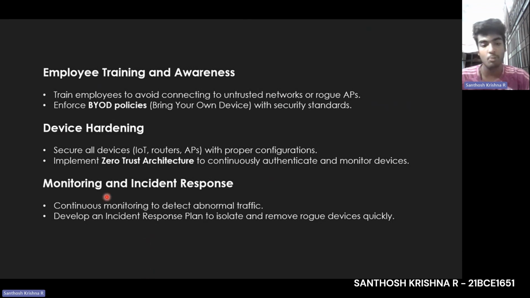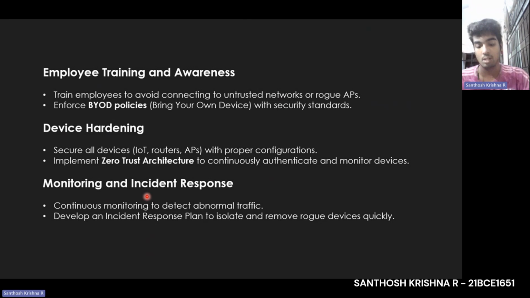So we have monitoring and incident reporting. Continuous monitoring will be done, and if some kind of attack attempt happens, the incident will be reported so the organization can have a better look at it.